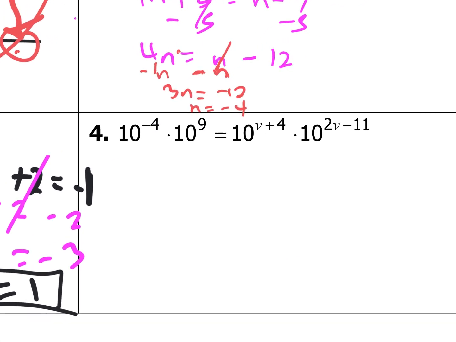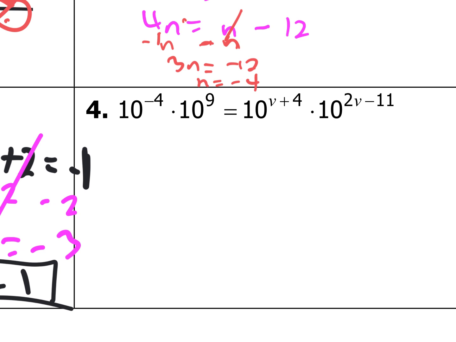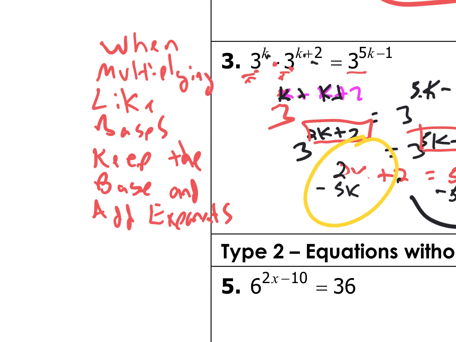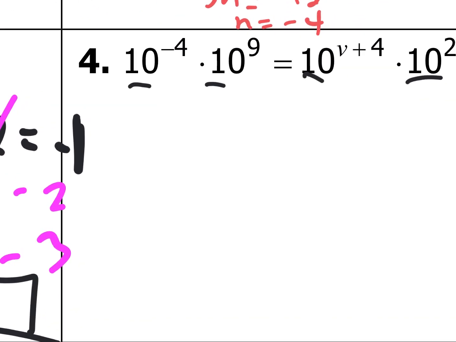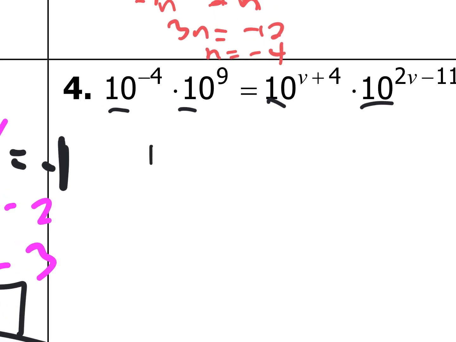Another ugly one. What's different than 3? I have like bases multiplied together on both sides. What do I do with the exponents? Already forgot? Keep the base and add the exponents. So I go back to here. I'm going to keep this base, and I'm going to add the -4. I'm going to add it to the 9.